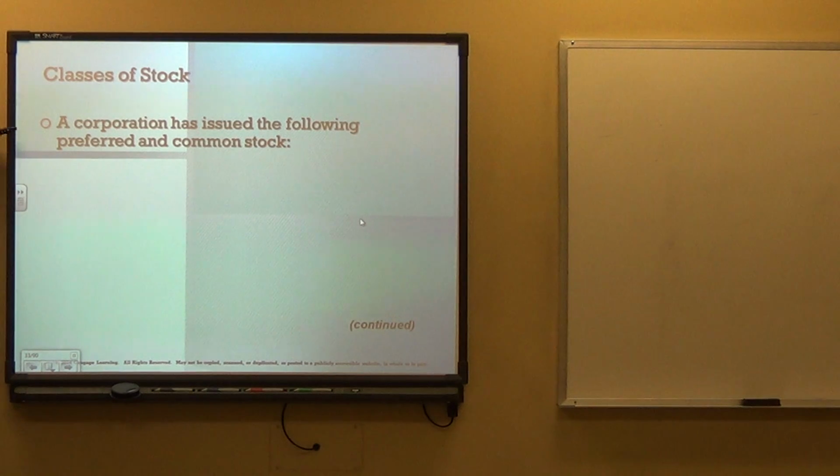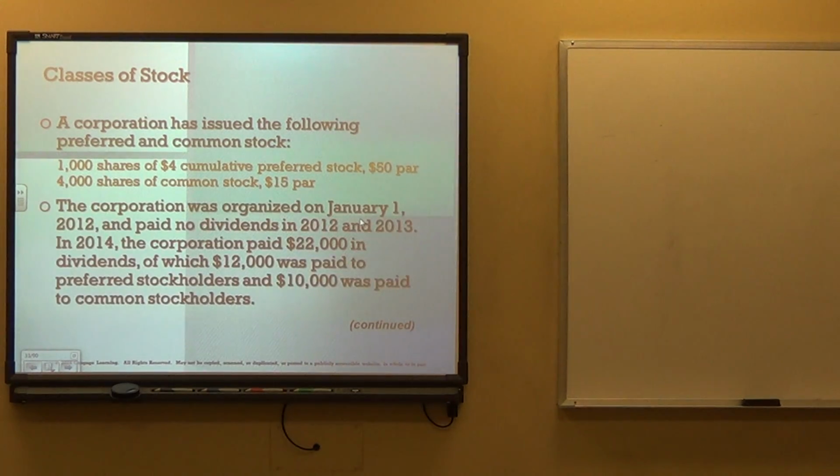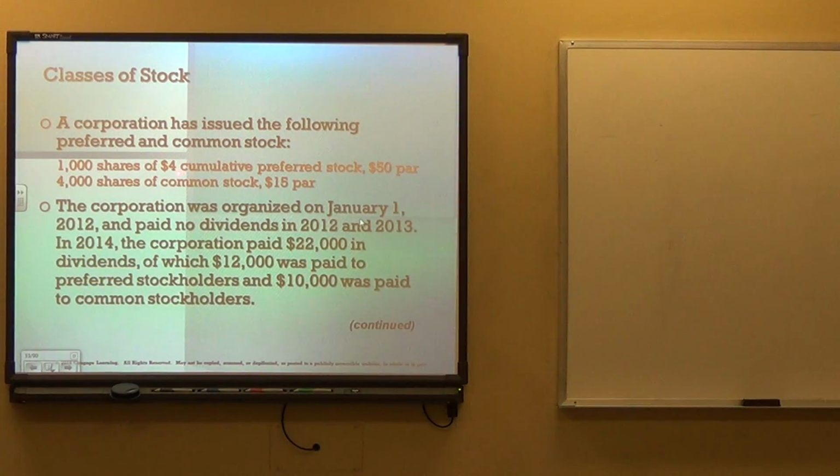All right. So a corporation has issued the following preferred and common stock. We're going to look at some examples here, then we'll work out a problem on our own. They have 1,000 shares of $4 cumulative preferred stock at $50 par, and 4,000 shares of common stock at $15 par. The corporation is organized on this date and paid no dividends in 2012 and 2013. In 2014, they paid $22,000 of dividends. Remember this word, cumulative. That means it's owed, so they owe us for the back years. They decided to pay this, of which $12,000 was paid to the preferred stockholders and $10,000 was paid to the common stockholders.